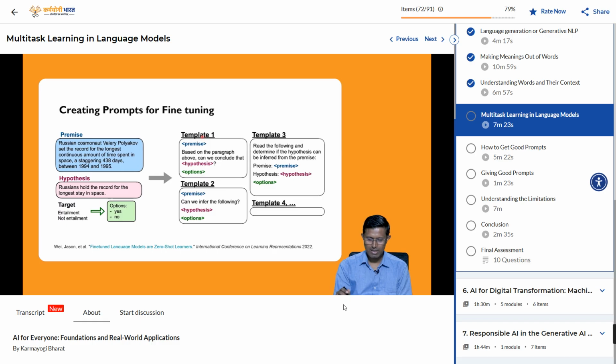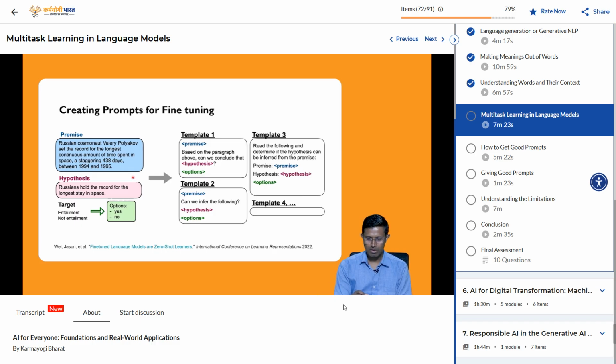Now this is just one template, and there is a risk that if we use the same template every time, the model may start remembering things or identifying the patterns. So it's important that we templatize in many different ways, so that the problem of remembering the template or the pattern goes away. This is one template where you simply have the premise and say, can we infer the following, and then the hypothesis and options come. Here the instruction comes before, and then the premise, hypothesis and options go next, and so on. One can create many different templates.